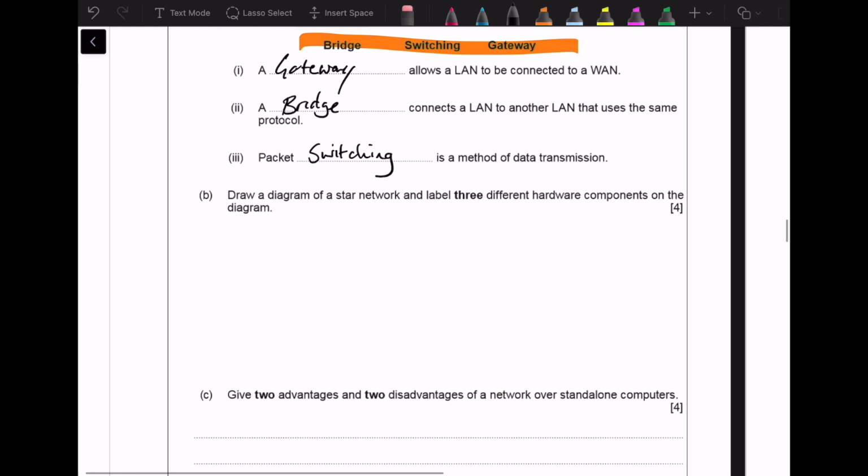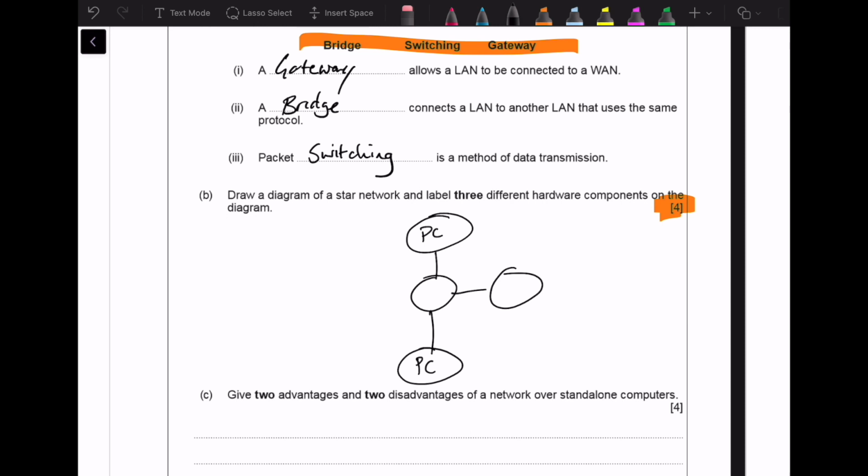Draw the diagram of a star network. Label 3 different hardware components. Now this is the same question that was in the 2020 paper. I hope it comes up in yours because it's a lovely question. So they're after 3 different hardware components. So what I'm going to do, I'm going to put a PC. We'll have a printer. We could have a server. And then if you wanted to do one more, you could put a switch in or something like that. But you can see there that there is a star network. We've got 2 PCs, a printer and a server.